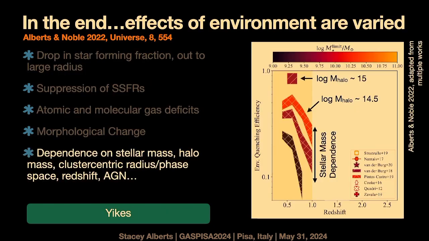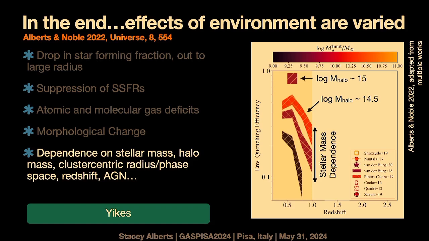And then if we put it all together and look at other dependencies as well, we get this picture that everything is very complex, as we've been talking about at the conference. Over here is a study from Pintos Castro. They were able to look at the environmental quenching efficiency in a rather large sample. So they tried to separate out the effects of environment and stellar mass. That's what's being shown here.